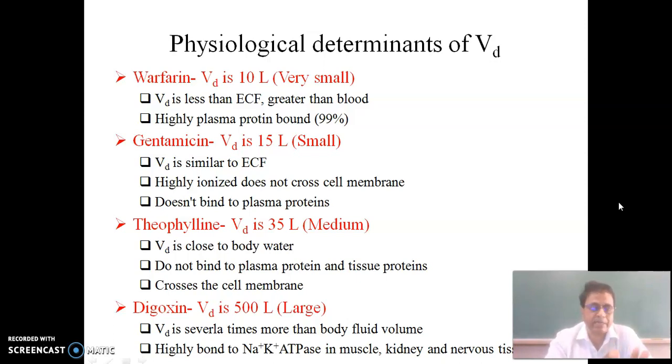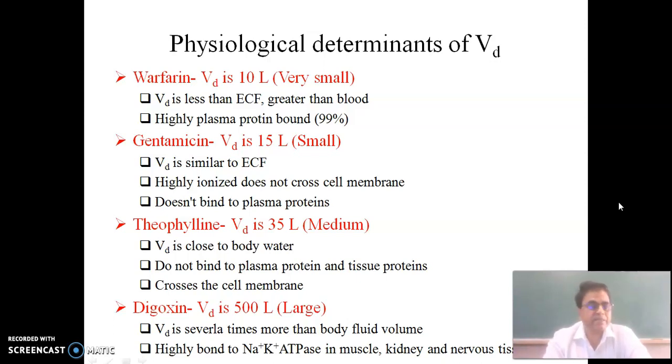Because most of the drug is confined to the plasma. Let's take the next example, gentamicin. Volume of distribution is 15 liters. So it means that the volume of distribution is almost equivalent to the extracellular fluid.